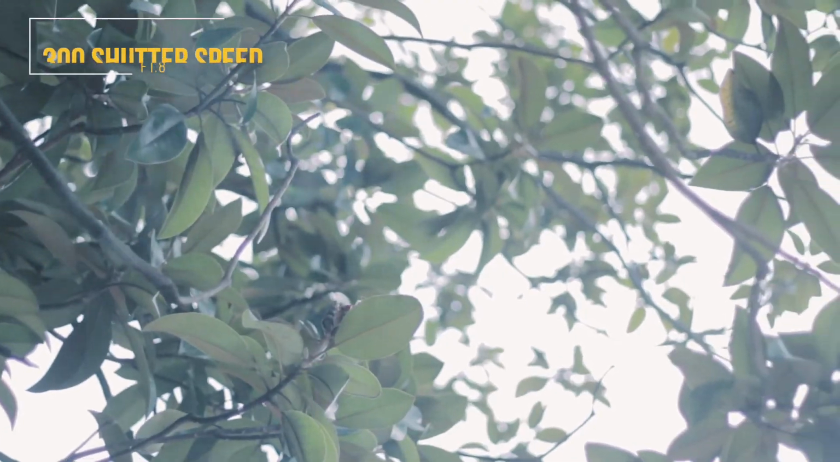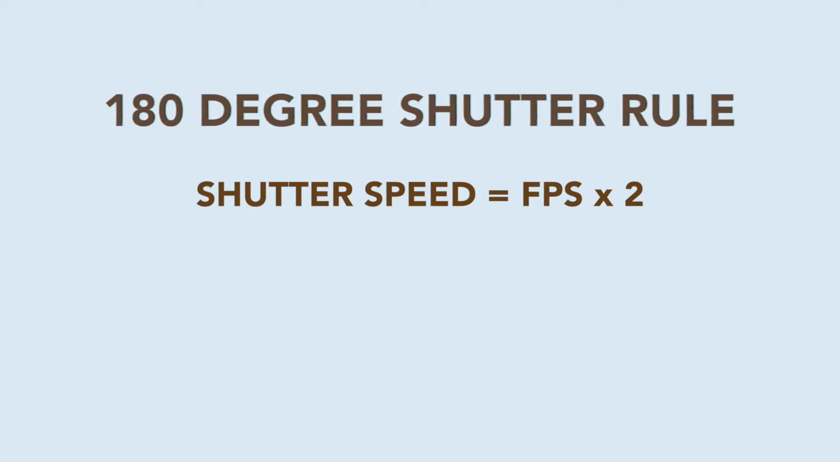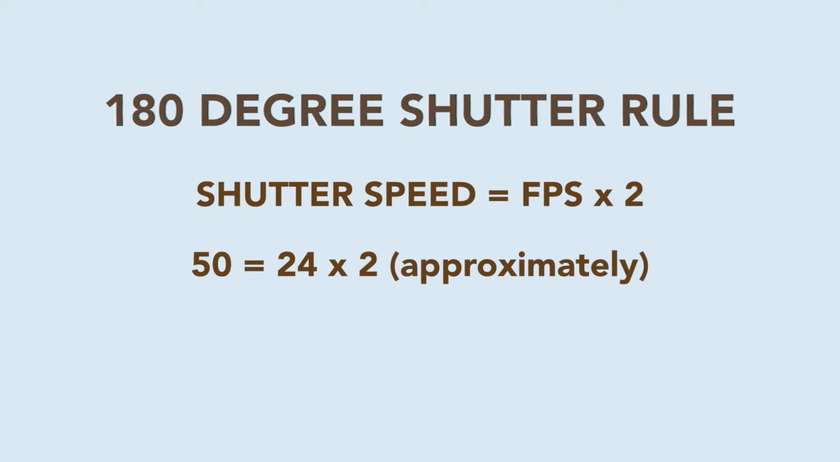Now, you might be thinking, Felix, why can't I just change the shutter speed? I can crank it up and everything will be fine. But the thing is, it won't. You have to follow the 180-degree shutter rule, which means keeping the shutter speed at twice the frame rate. So if you're shooting 24 frames per second, keep it at 50, since most cameras don't do 48. If you're shooting at 30 frames per second, do a shutter speed of 60, and so on and so forth.